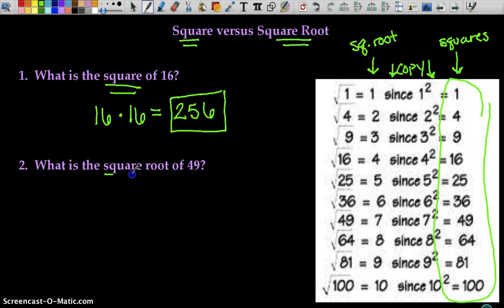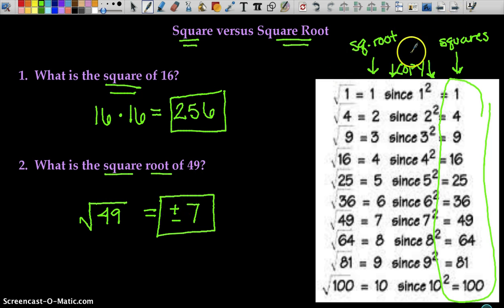Now, when you see the square root of 49, that means you're taking the little symbol 49. And what that ends up giving you is 7, but remember that we can square a positive or a negative 7. So this would be plus or minus 7. Okay? Alright, now it's really important that you know the difference between those two words.